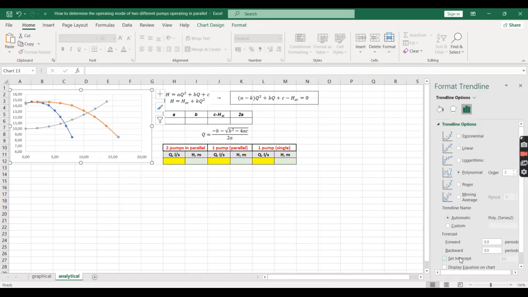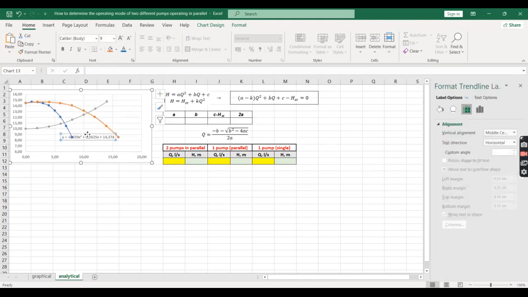So let's do it now for the first one. Okay, so to make it clear that this is the equation concerning the summarized head curve, I will highlight it with the same color. So let's do it orange.